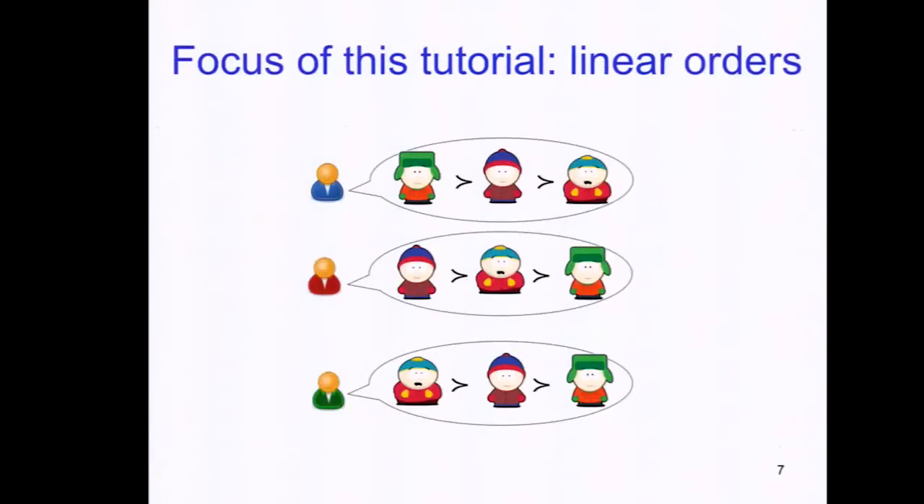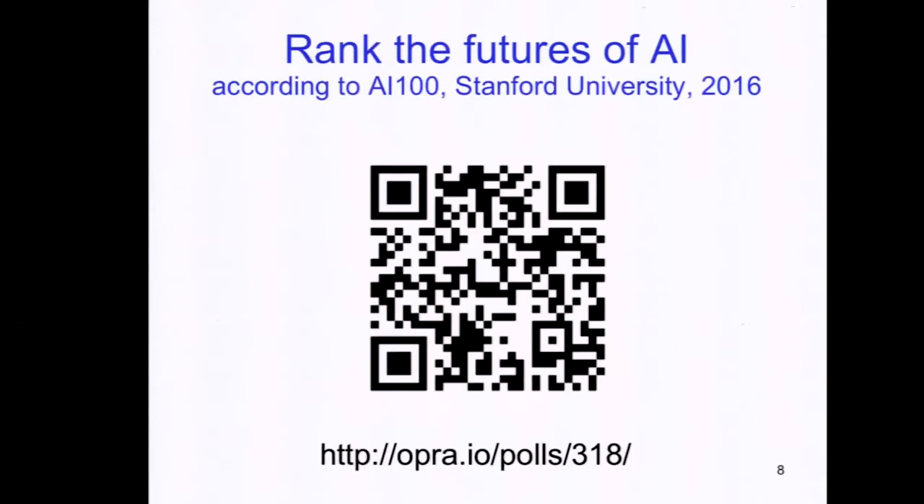Okay, so just to emphasize, most of the talk will be focusing on linear orders. That means everyone submitting a full ranking over the set of candidates. To give you some idea of this type of preferences, let's do a quick experiment, which is also related to the rest of the talk. May I ask everyone a favor? If you have a smartphone and a QR code reader, can you go to this website and try to submit something?